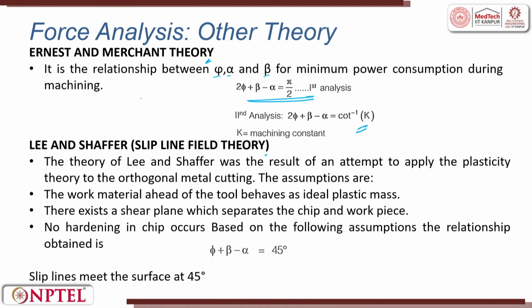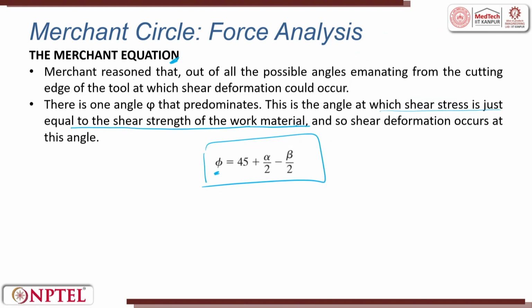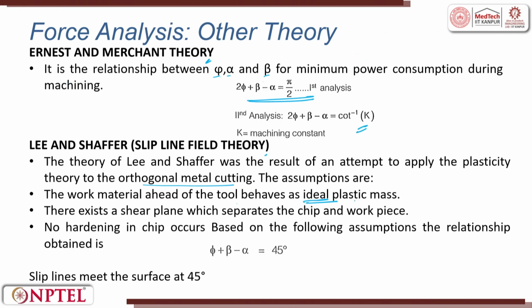So, the next advancement: the original value is here, the theoretical Merchant circle value is there. Now, after Merchant circle, came Ernst and Merchant's theory, then came Lee-Schaffer. They are all trying to go closer to the experimental value. The theory of Lee and Schaffer was the result of an attempt to apply plasticity theory to orthogonal metal cutting. The assumption was that the work material ahead of the tool behaves as ideal plastic. Here we assumed the material is rigid and perfectly plastic, so he assumed it is an ideal plastic mass.